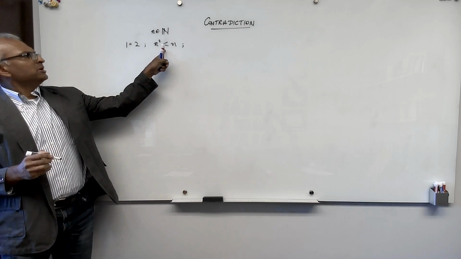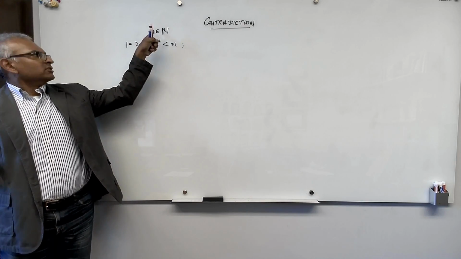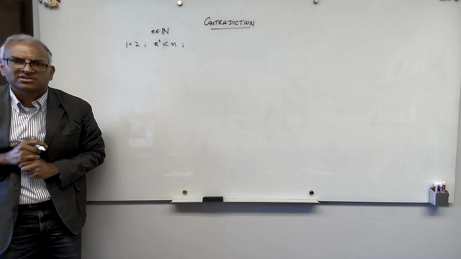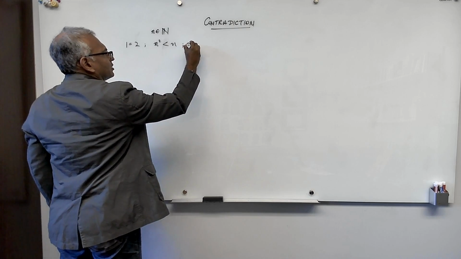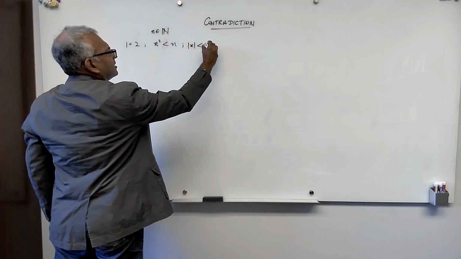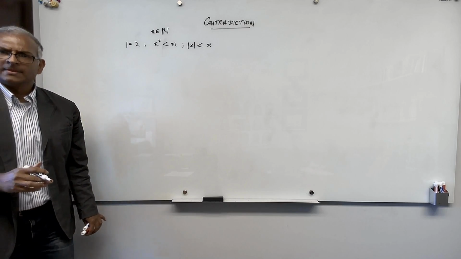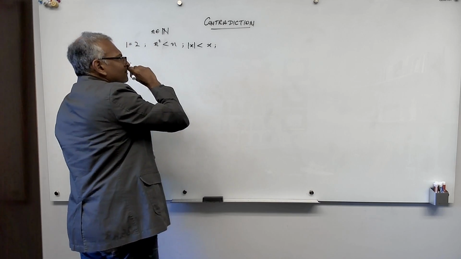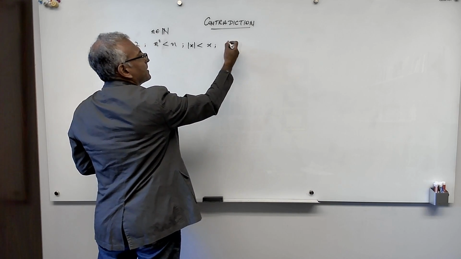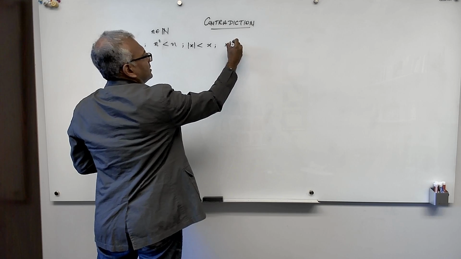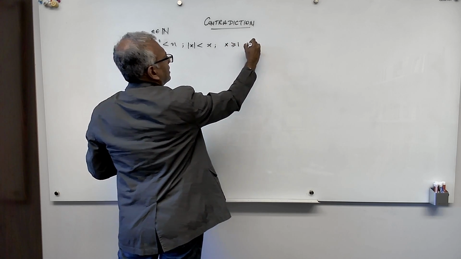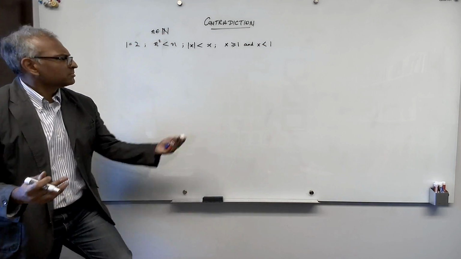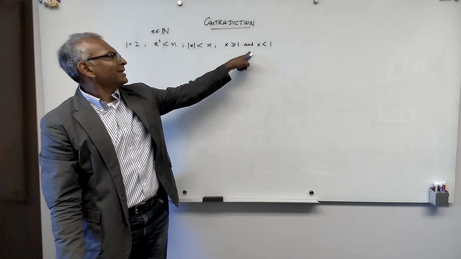This could be true depending on what n is. So if n is a natural number, this is nonsense, not possible. False. The absolute value of x is less than x. Never possible, not for the real numbers. X is greater equal to 1 and x is less than 1. Nonsense. It's not possible for x to be both greater equal to 1 and less than 1.